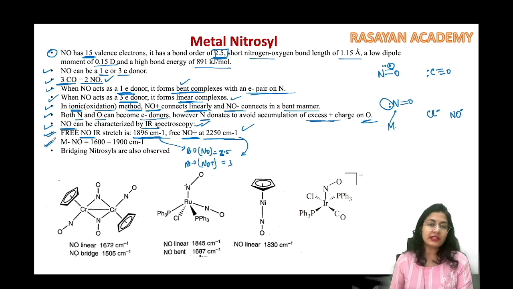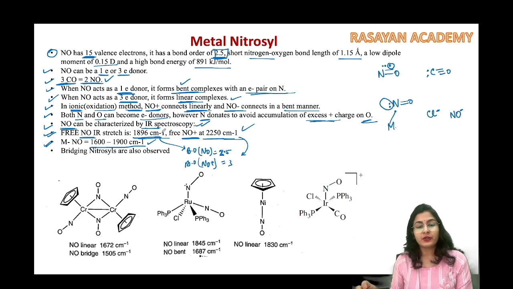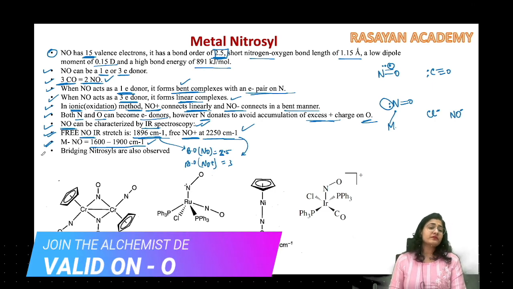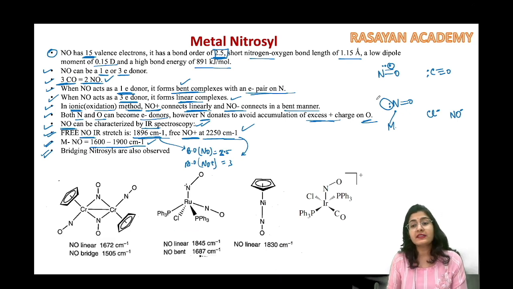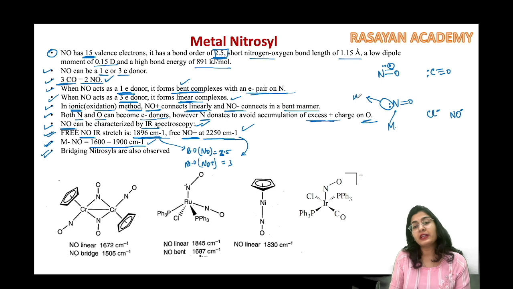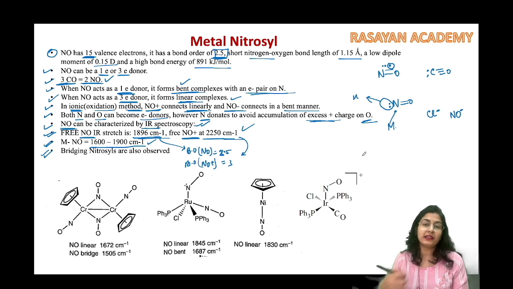Now that was about free nitrosyl, but when the metal is bound to the nitrosyl, there's a big change in frequency. It is going to be around 1600 to 1900 centimeter inverse. So this is the terminal nitrosyl, in the range 1600 to 1900. Now bridging nitrosyls are also observed, just like bridging carbonyl. It can give the lone pair to some metal and 1 electron to another metal. That is also possible. So bridging nitrosyl is going to have a different range of frequencies, definitely smaller. Look at an example.